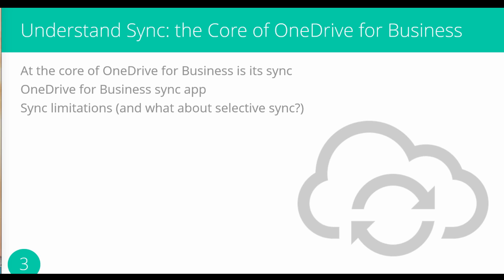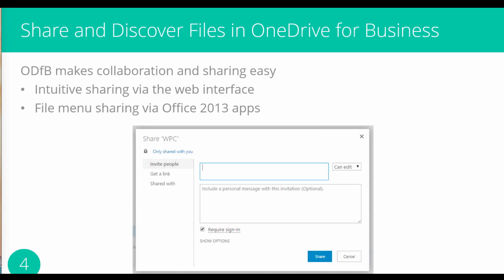And then there are a couple other questions that came up that I will try to get to before the end. So let's talk about sharing. OneDrive for Business makes collaboration and sharing easy. This is another thing that we have started to expect from our file storage, is the ability to share in an intuitive way. And I would say this is what really differentiates OneDrive for Business from other storage tools, because it's already integrated into Office 365. It's pretty easy to share directly from the web interface. And let me show you an example of that.